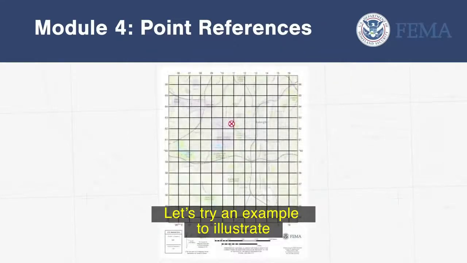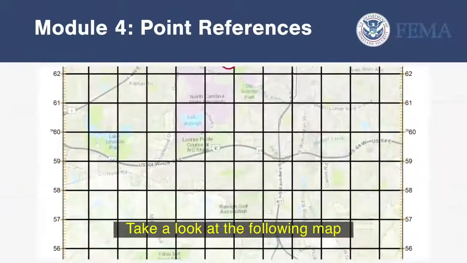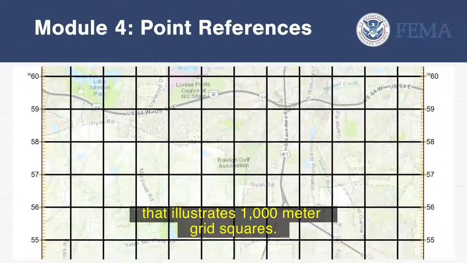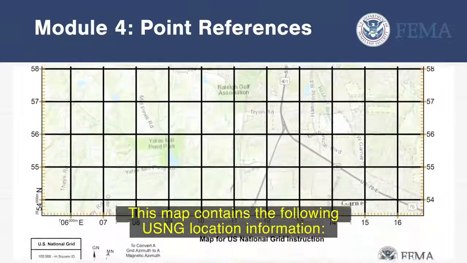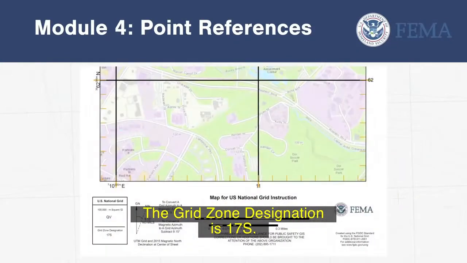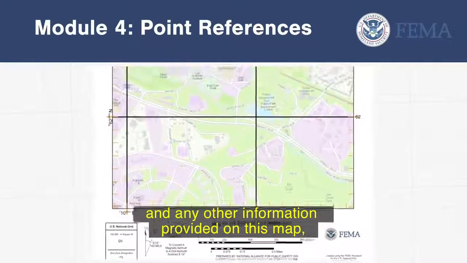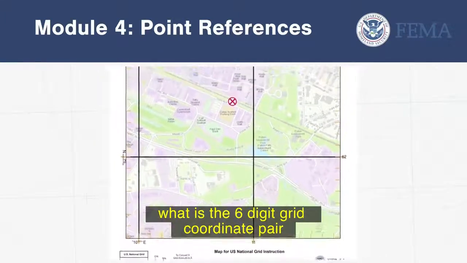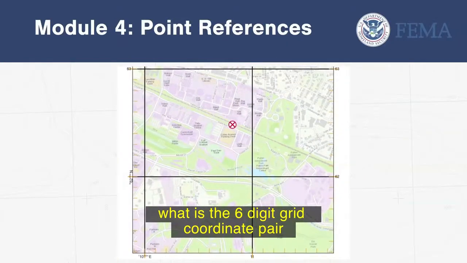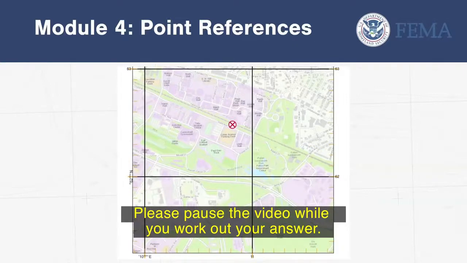Let's try an example to illustrate how to find a point location with the USNG. Take a look at the following map that illustrates 1,000-meter grid squares. This map contains the following USNG location information. The grid zone designation is 17S. The 100,000-meter grid is QV. Using this information and any other information provided on this map, what is the 6-digit grid coordinate pair for the location of the X? Please pause the video while you work out your answer.